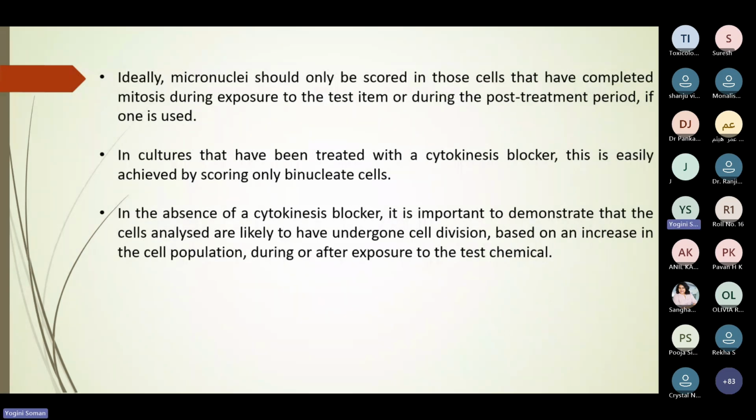Ideally, micronuclei should only be scored in those cells that have completed mitosis during the exposure to the test item or during the post-treatment period if one is used. In cultures that have been treated with a cytokinesis blocker, this is easily achieved by scoring only binucleated cells. In the absence of a cytokinesis blocker, it is important to demonstrate that the cells analyzed are likely to have undergone cell division, based on an increase in cell population during or after exposure to the test chemical.